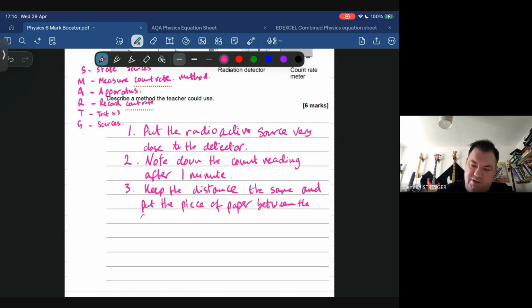the source and the detector. Now we've done that, we should probably reset our detector, reset the detector, and measure the count again after a minute.